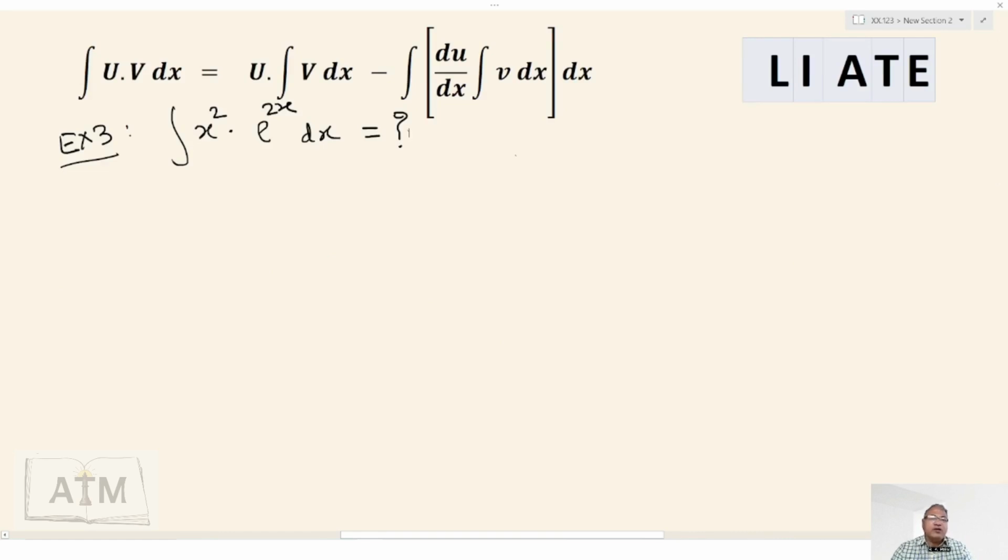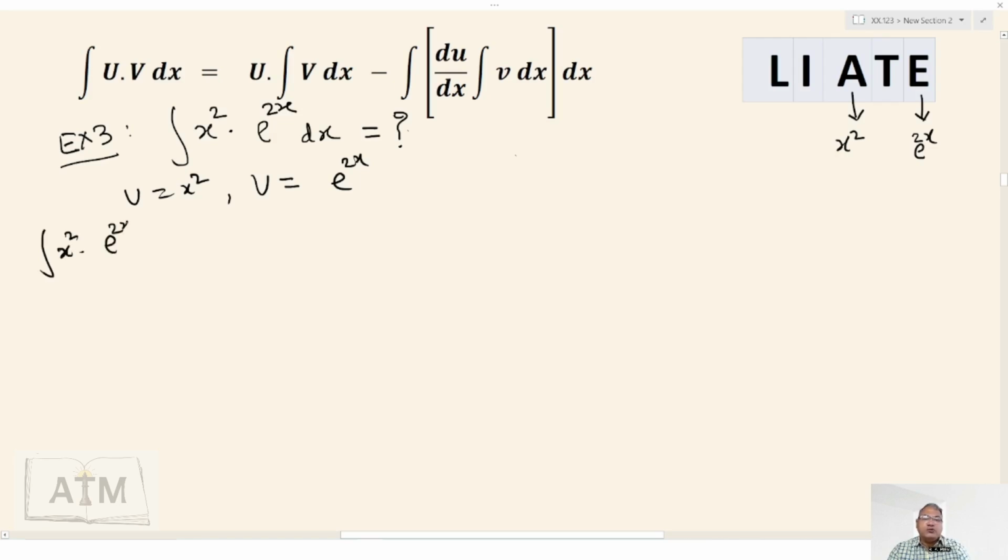Example 3. Find the integration of x square into e raised to 2x with respect to x. So x square comes under algebra and e raised to 2x comes under exponential function. Therefore, u equals x square and v equals e raised to 2x. Now integration of u into v, that is integration of x square into e raised to 2x with respect to x. What is u? u is nothing but x square.